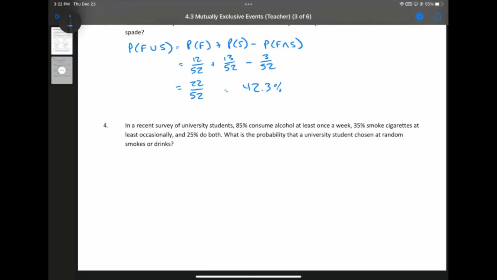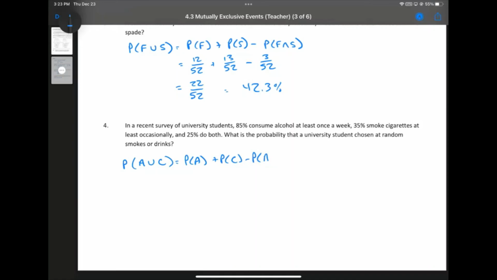We can use the equation that we've been using so far. So the probability of alcohol or cigarettes, alcohol union cigarettes, is the probability of drinking alcohol plus the probability of smoking cigarettes minus the probability of drinking alcohol and smoking cigarettes. And again, you could choose different letters for those if you wanted. You could use D for drinking, S for smoking, whatever you want to do. Doesn't bother me any. But there we have it.